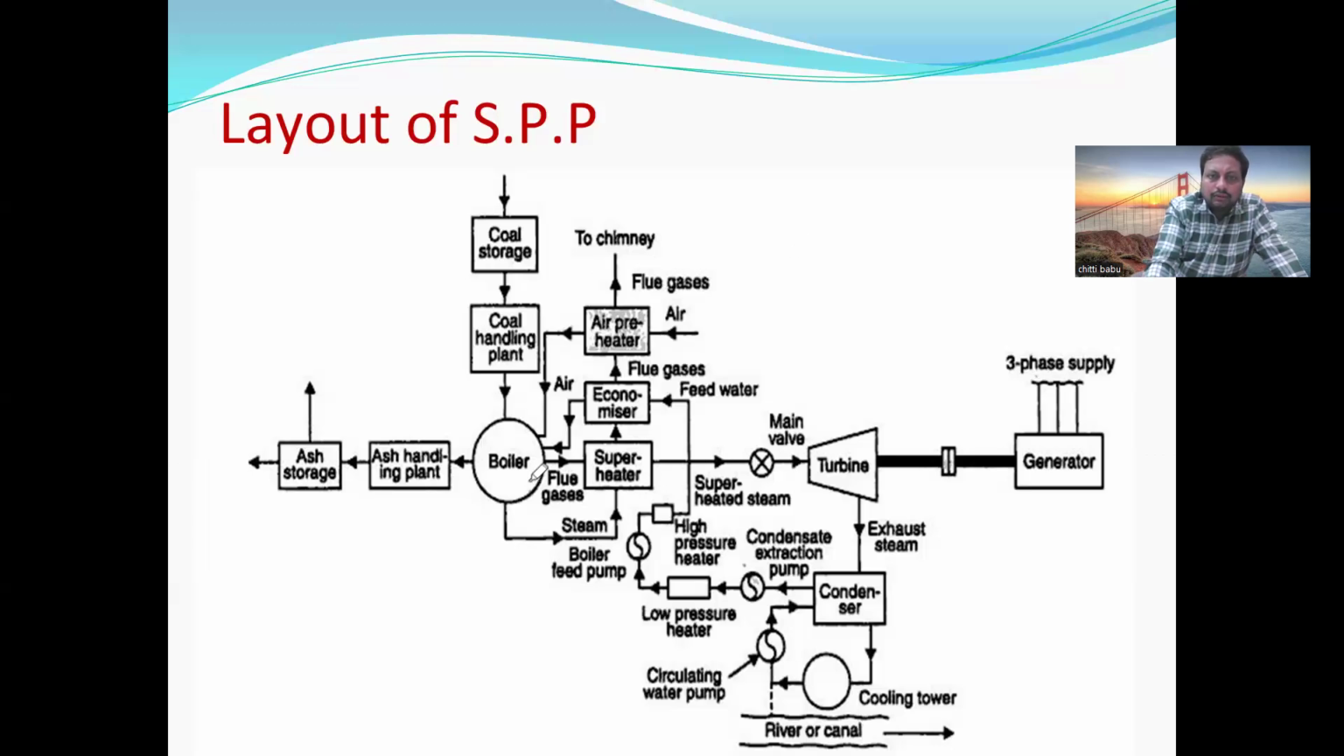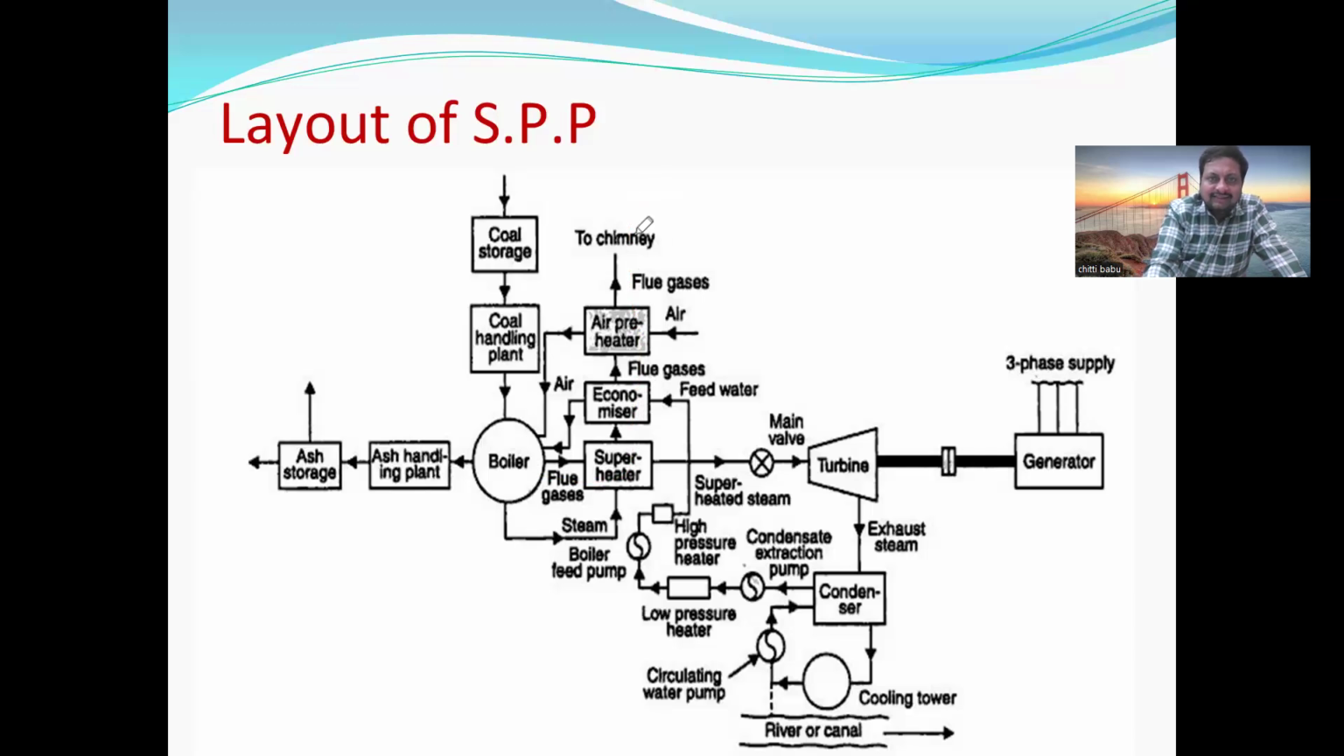So that total heat energy will be given to these. After water is converted into steam, that flue gas has some heat energy that will be given to this superheater. So this superheater, economizer, and air preheater, like this, then the flue gases will go to the atmosphere.